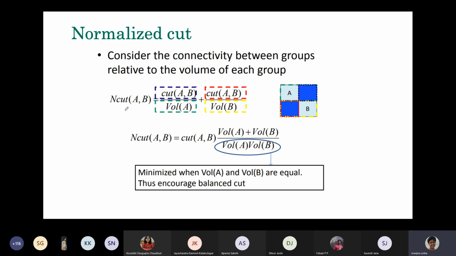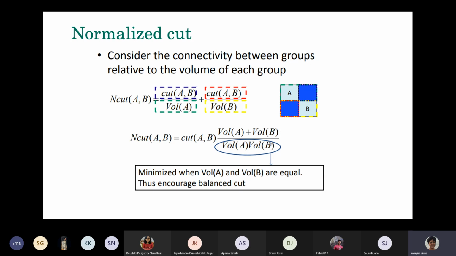So the normalized cut, or Ncut of A, B, is equivalent to the cut between A and B divided by the volume of A, plus the cut between A and B divided by the volume of B. Now basically these cut values are the same, right? Cut A, B is the same in both cases, correct? So what only remains is the volume of A and the volume of B. If I take the cut A, B as common, it will become on top volume A plus volume B, divided by volume A into volume B.